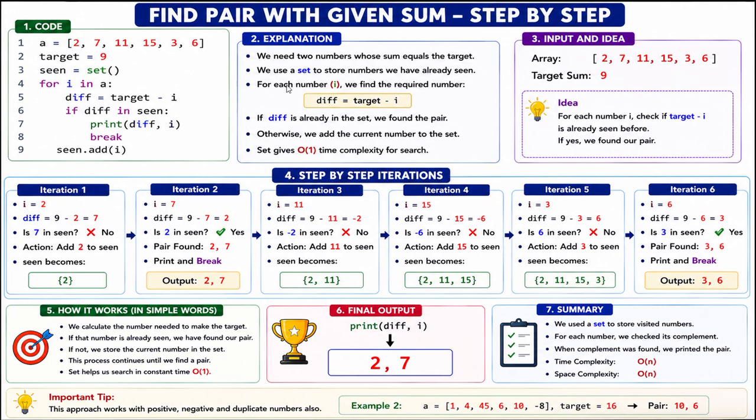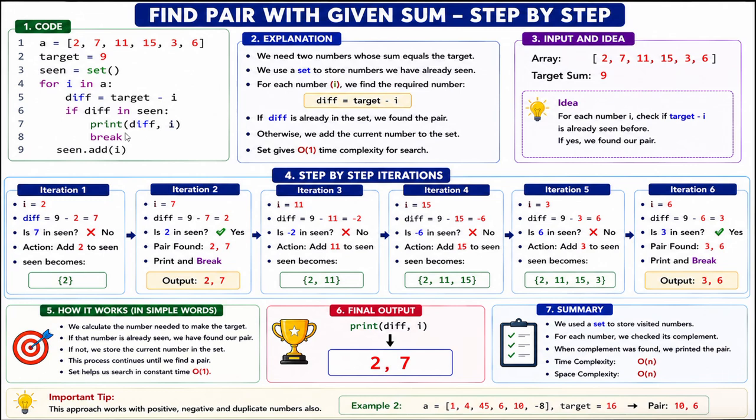For the for loop, for each number i, we find the required number, like difference equals target minus i, and it will give the number. If the difference is already in the set, we found that pair. Otherwise, we add the current element to the set.